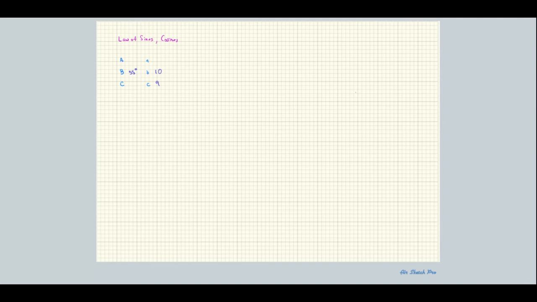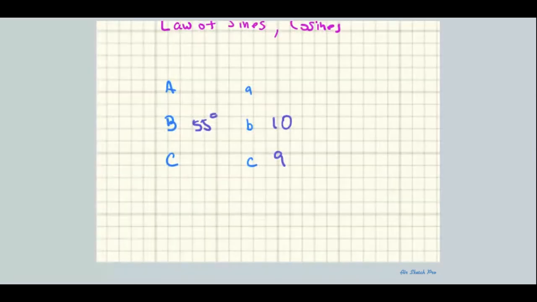Okay, that's good. How about this one, guys? Law of cosines. Law of sines, law of cosines. 1 for law of sines.